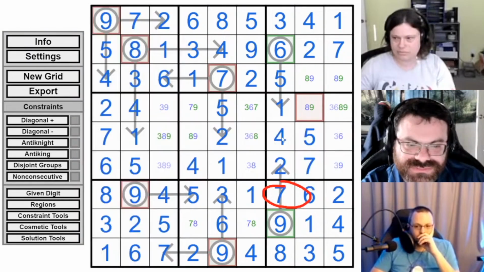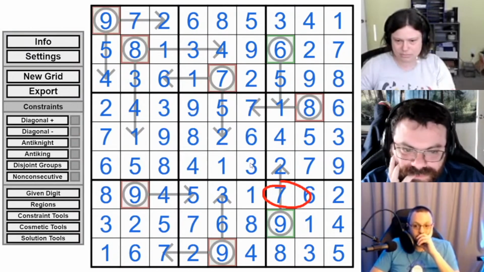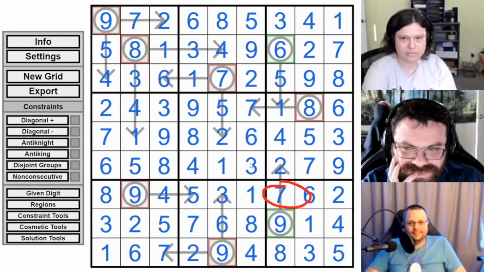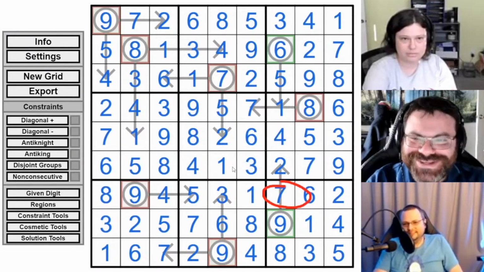So this is interesting. Oh yeah, can that go like that? That finishes the puzzle. Oh, perfect. Ship it. You're like, I'm suddenly okay with it.